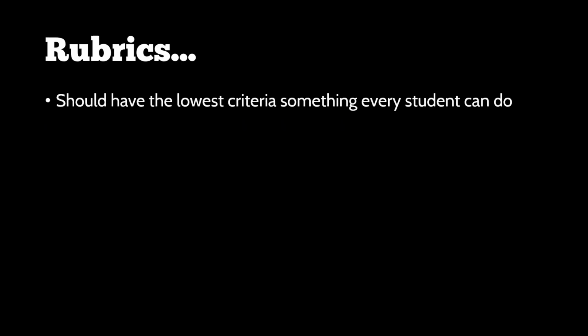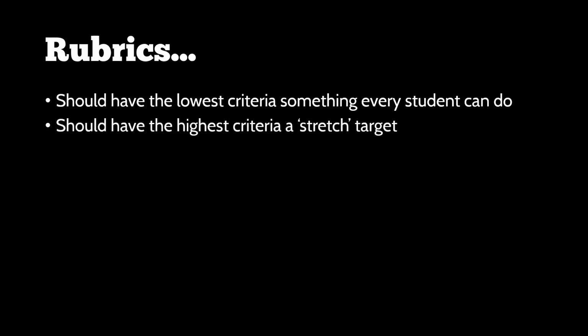Rubrics should also have the lowest criteria being something that every student can do, and the highest criteria should be a stretch target. So we're trying to capture within a rubric for one piece of assessment the full diversity of learner ability. So for the bottom one, think what will the weakest student do with the skill, and you write a sentence describing that, and that's your lowest. And you think, what would the best student do on a good day, and that's your highest criteria.